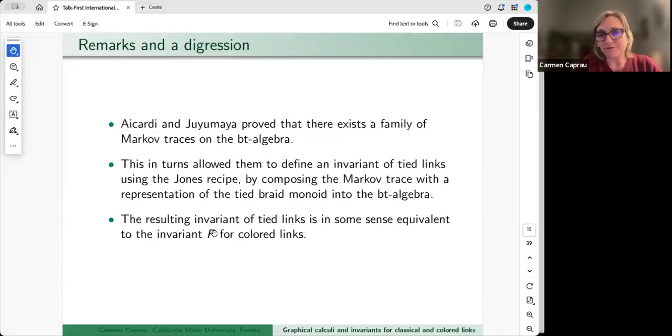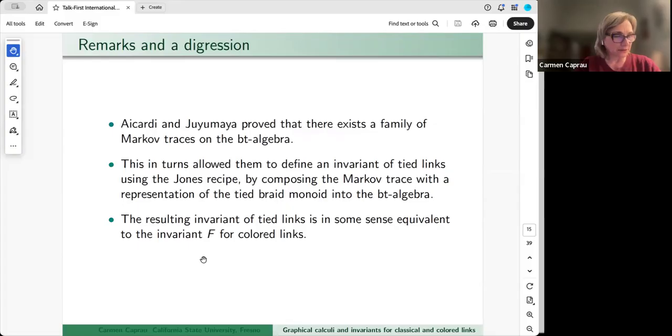allow them to define an invariant of tied links using the Jones recipe by composing the Markov trace with a representation of the tied braid monoid into the BT algebra. And tied links actually are in some sense equivalent to colored links, where instead of putting colors to represent which components of a colored link are in the same equivalence class, you put ties between them.